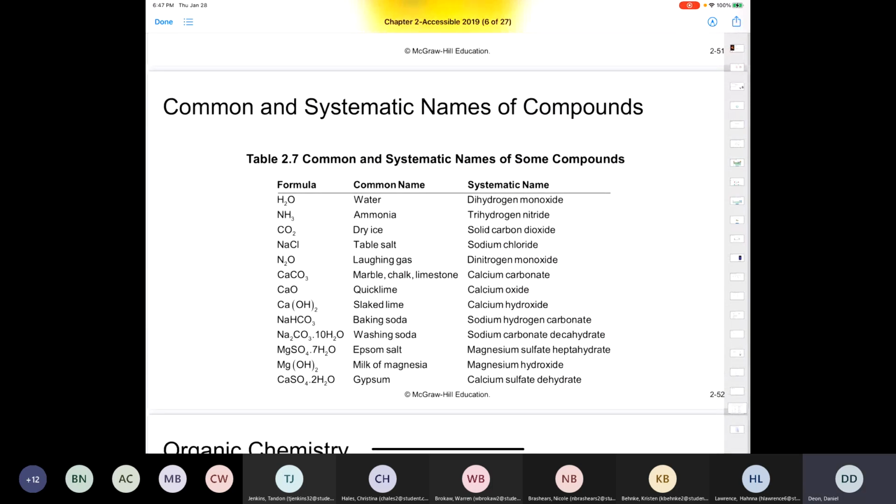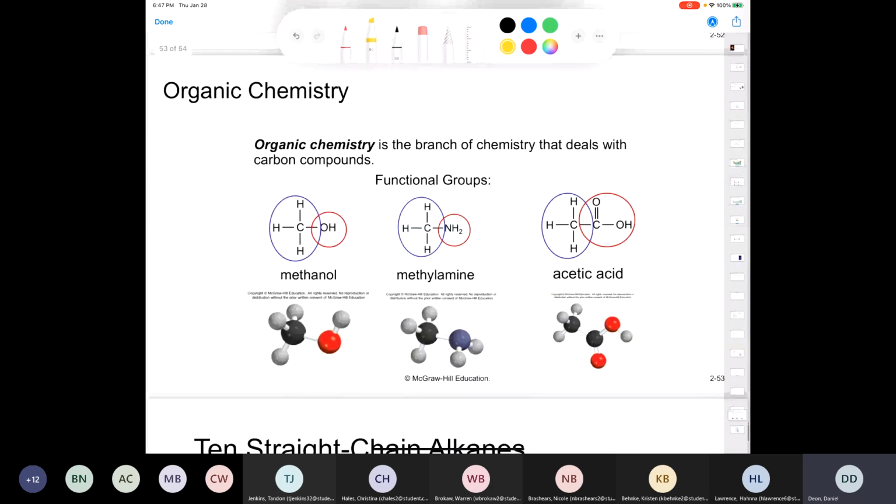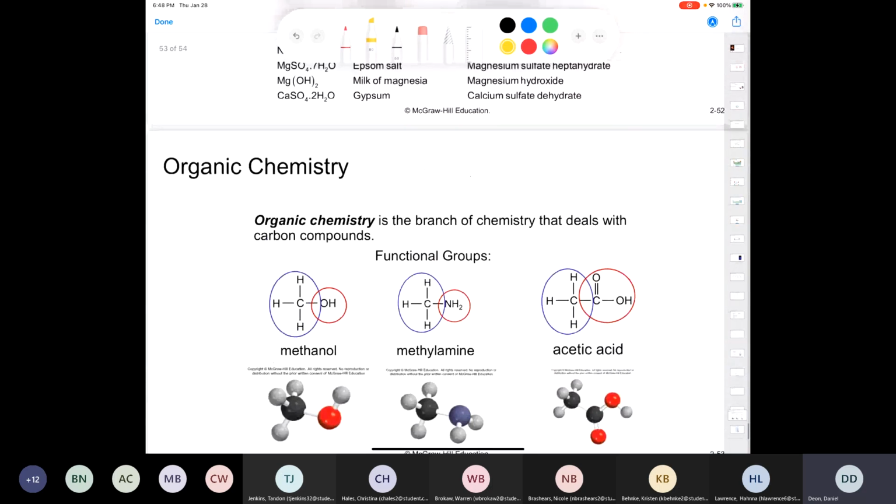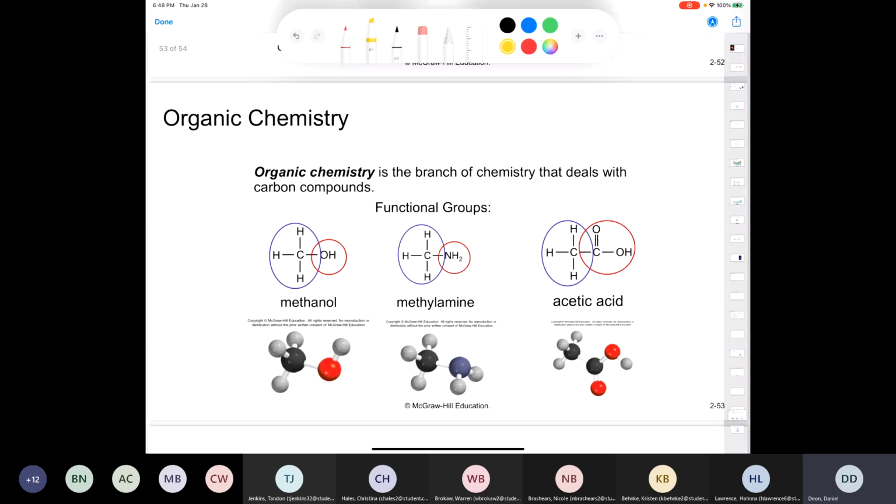You don't have to have all these memorized. Really, the only common names you need to know are water, ammonia, and that's about it, really. Organic chemistry, I probably won't ask you anything about organic chemistry, and that's it. So that's all the content that you have to have for exam 1.